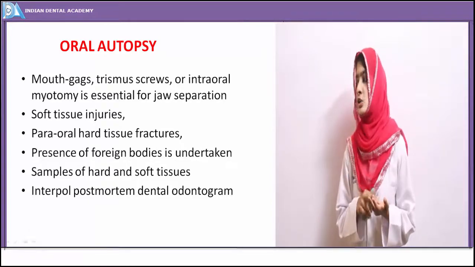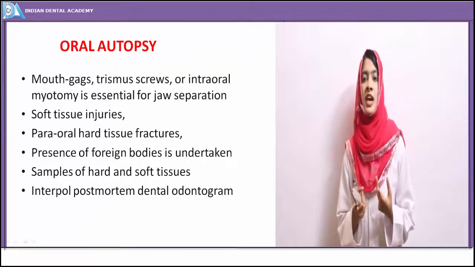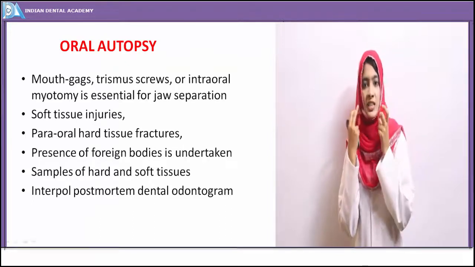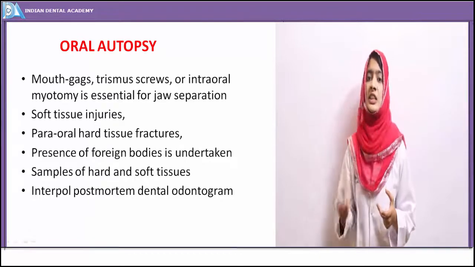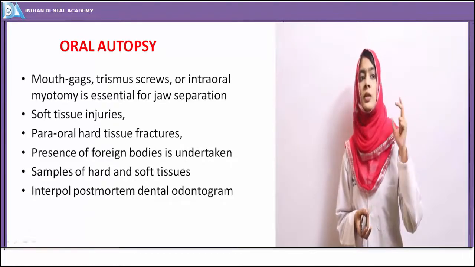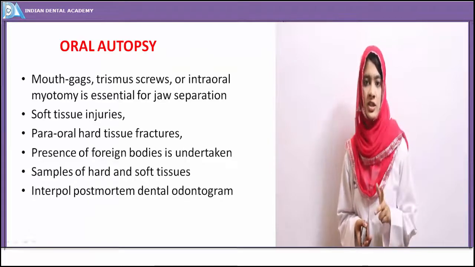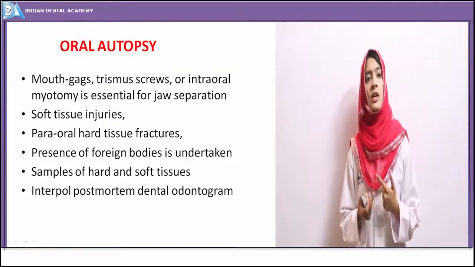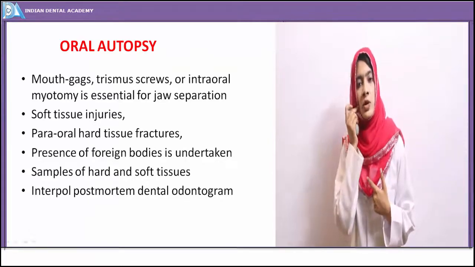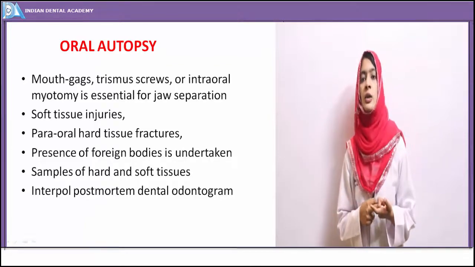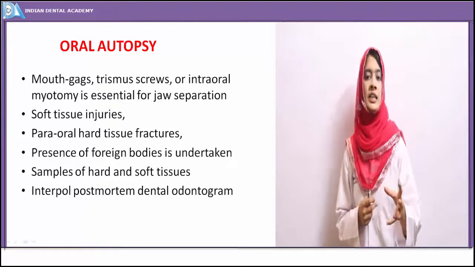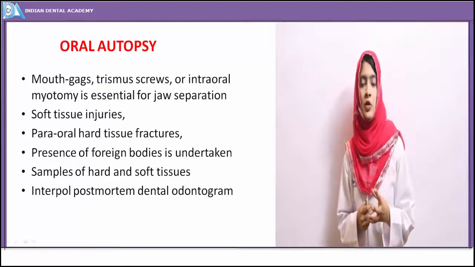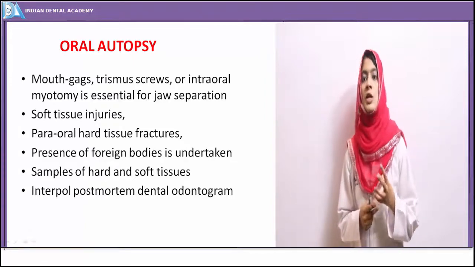Then you'll notice the hard tissue fractures. You'll see if there is any fracture in the jaw, if there is any fracture involving the alveolar bone, if any of the teeth are fractured. So any injury to hard tissue structures is noticed. Then the presence of any foreign bodies in the mouth is taken into account. Then the samples of both the hard tissues and soft tissues are collected.